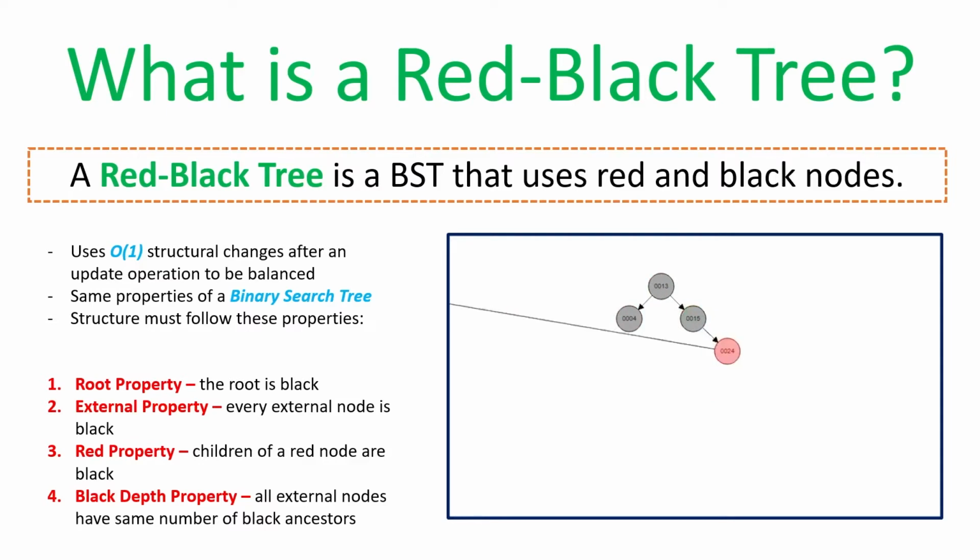Okay. The first property is called the root property. And this just says that the root is always black. All right, this is pretty simple. The root of any red-black tree must always be black.